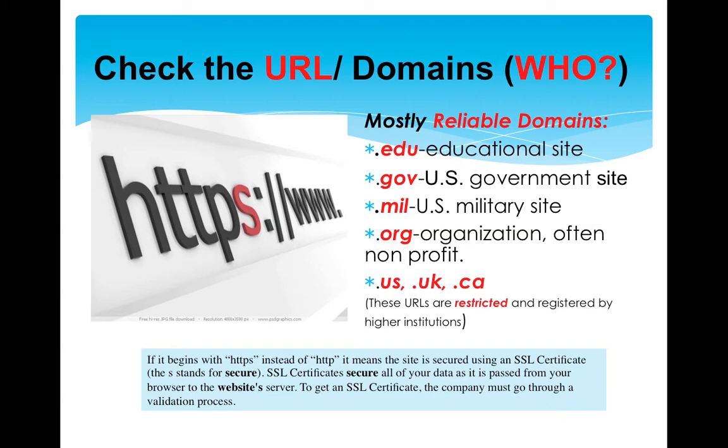And also note the S in the address, HTTPS. If there's an S in it, it means the site is secured, and it has an SSL certificate. S stands for secure. So this means that the company has gone through a process of validation. So they're going to be much more of a reliable source because they've gone through a process. They've signed up to do that, and they've been checked out, and that means they're pretty much reliable.